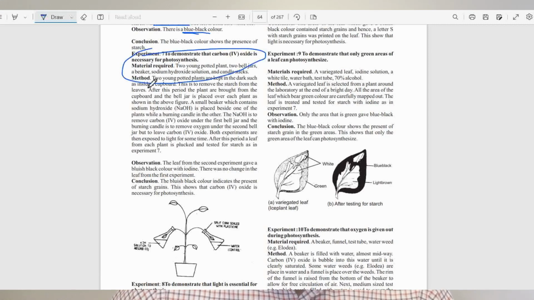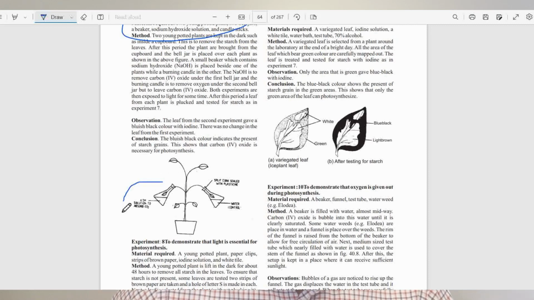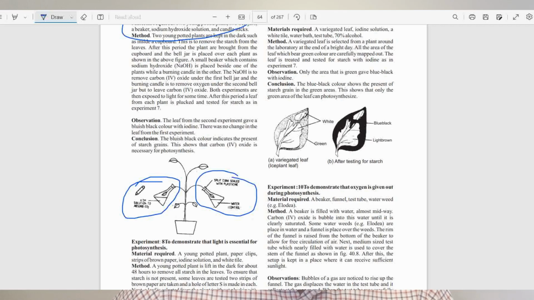carbon dioxide is necessary. And how do you do that? You conduct an experiment where in one case, carbon dioxide will not be possible to be supplied to the plant, and in the other case, carbon dioxide will be present. So in this case, if you absorb carbon dioxide using potassium hydroxide, carbon dioxide will not be here, and carbon dioxide will be here. So at the end of the day, this will not turn blue-black. Why will this turn blue-black?